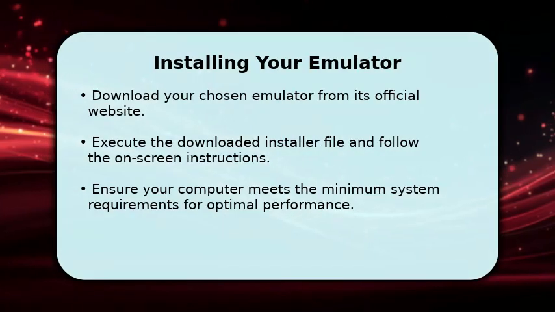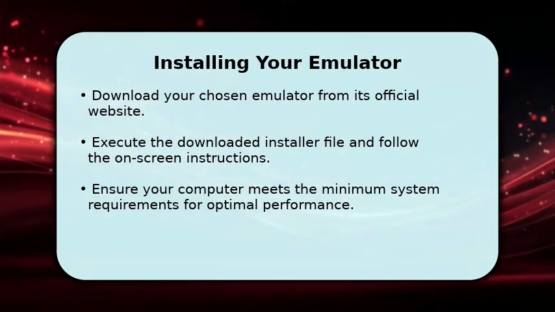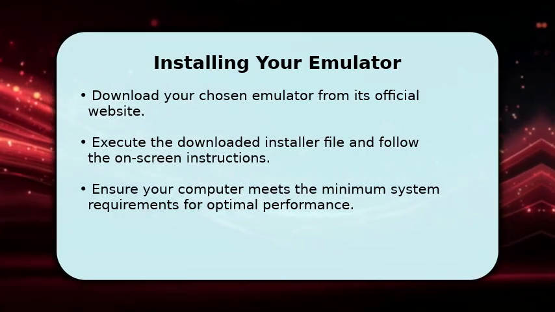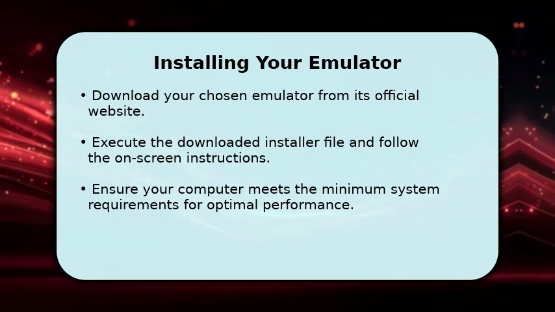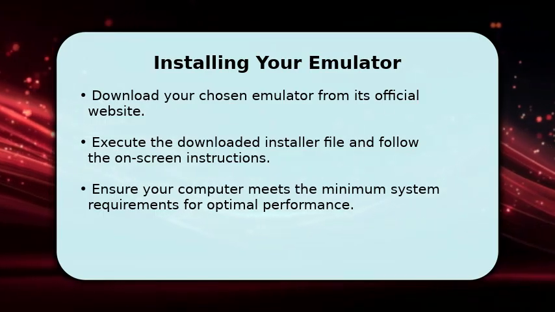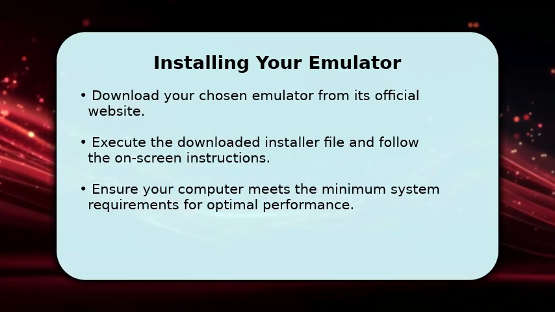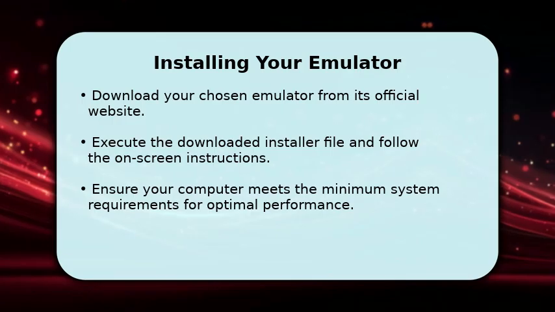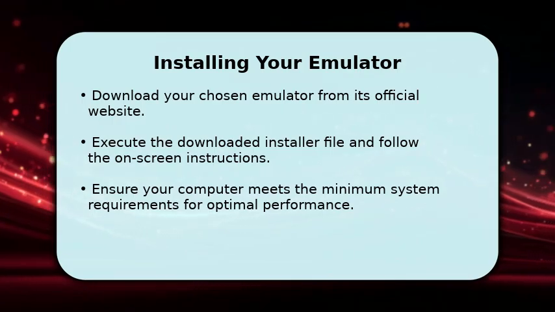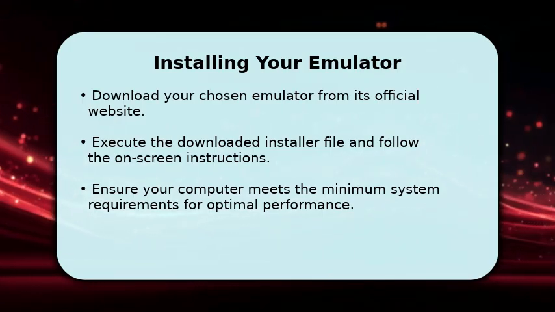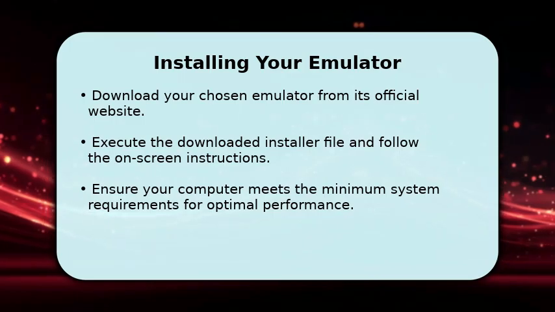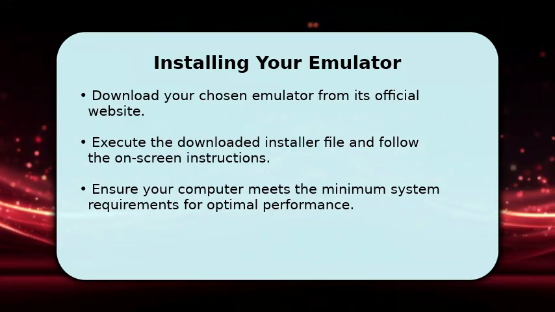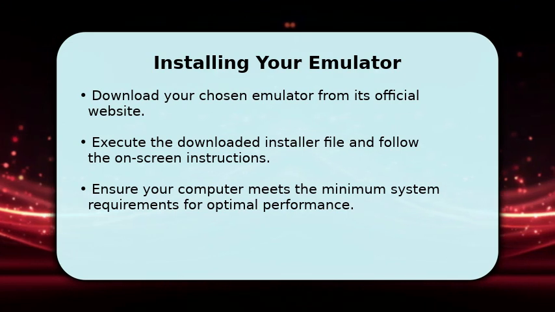Once you have chosen your preferred emulator, the next step is to download and install it. Visit the official website of your chosen emulator, like bluestacks.com, and click the download button. After the download completes, run the installer file. Follow the on-screen prompts, accepting the terms and conditions. Ensure your PC meets the minimum system requirements, typically at least 4 GB of RAM and a modern processor, for optimal performance during installation and gameplay.